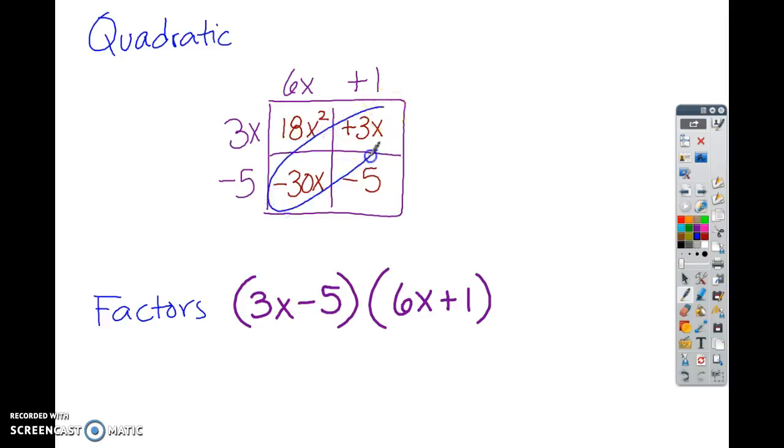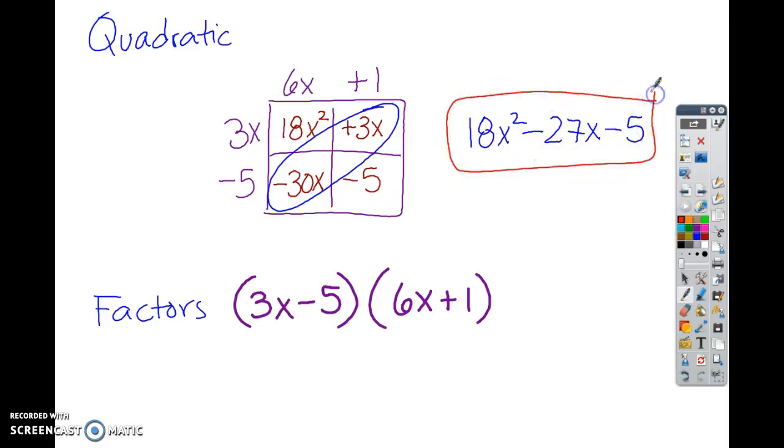The diagonals, you combine them. Negative 30x plus 3x. Negative 30 plus 3 is negative 27. Negative 27x goes in the middle. You still have 18x squared in the front and negative 5 at the end. So this is your quadratic. And that's what you would put on your sheet.